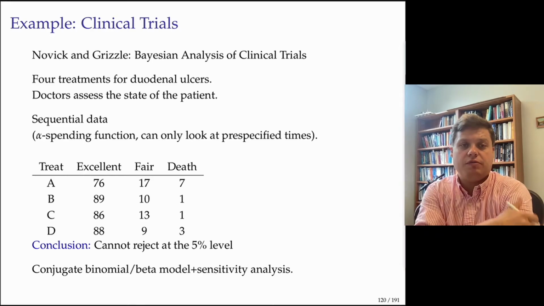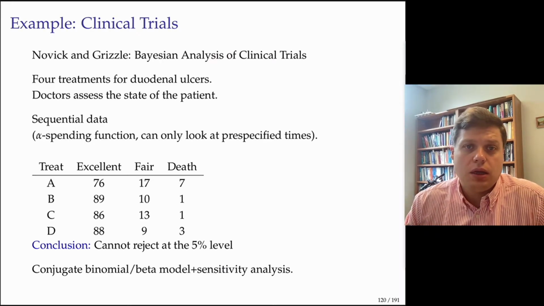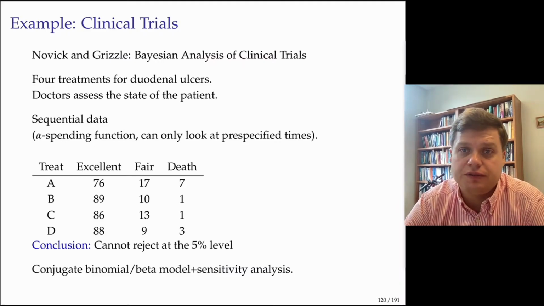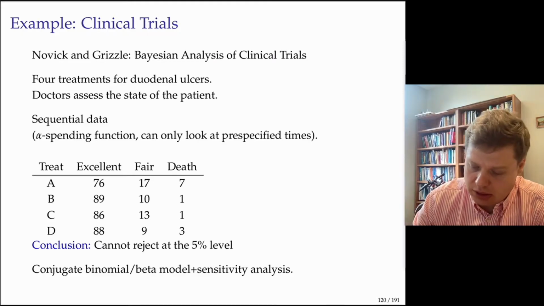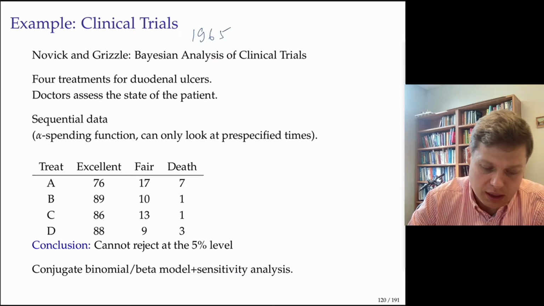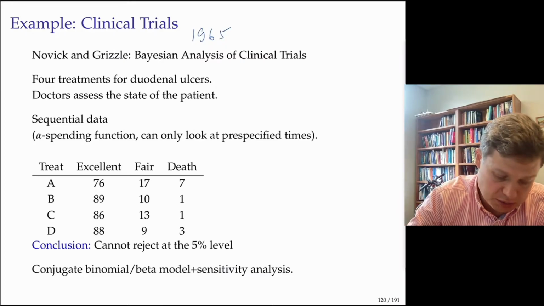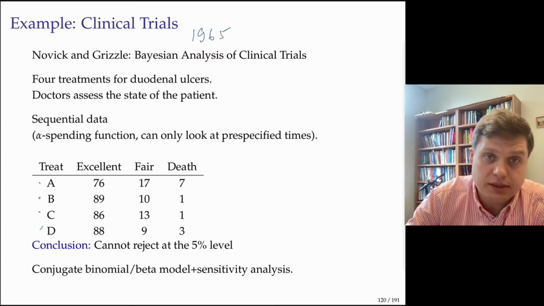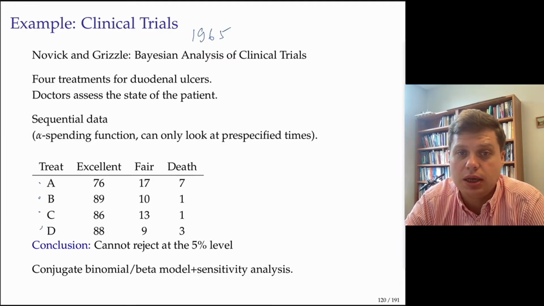Let's do an example. We'll look at an example of beta binomial and Poisson Gamma models. And it's an example of analysis of clinical trials from a paper by Novick and Grizzle. This is a relatively old paper, it's 1965. And there are 4 treatments for duodenal ulcers. Treatment A, B, C, and D. And doctors assess the state of the patient and try to identify which treatment is superior.